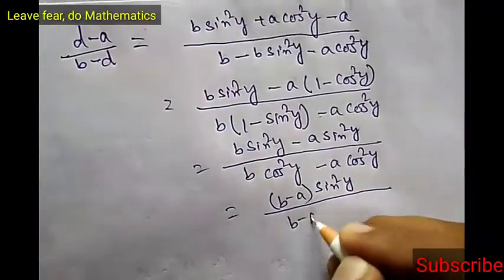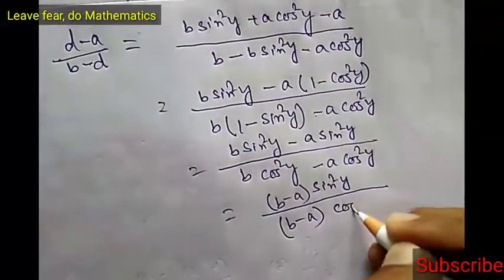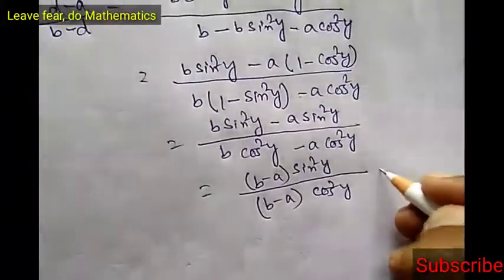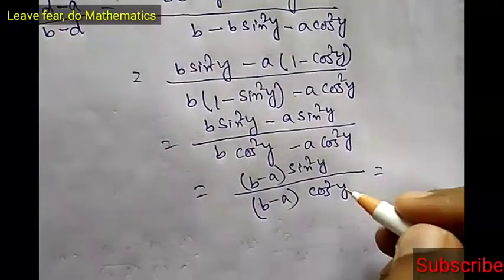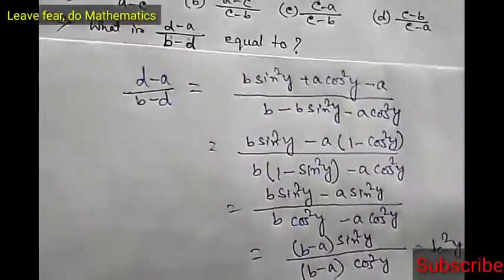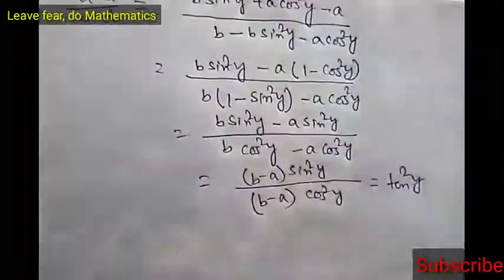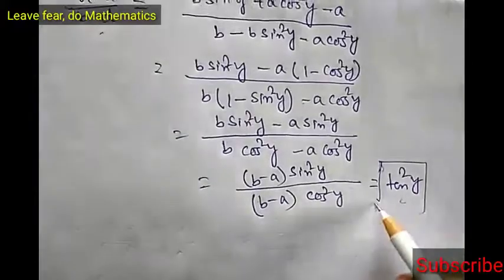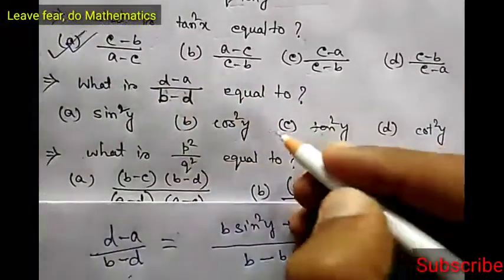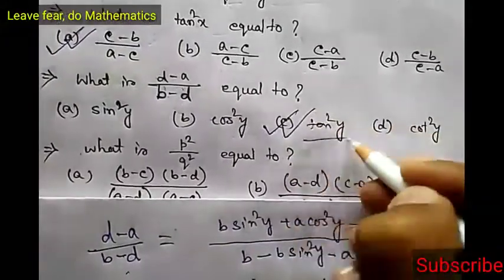Taking sin square y common, and the denominator can be written as cos square y. So b minus a and b minus a cancel. What we have now is sin square y over cos square y, and that equals tan square y. So d minus a over b minus d is equal to tan square y. So option C is the right answer.